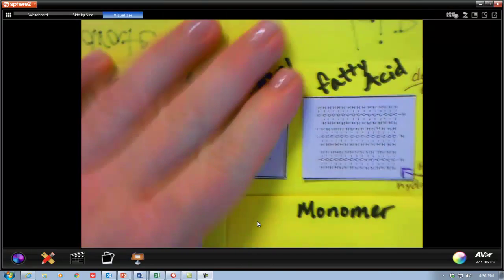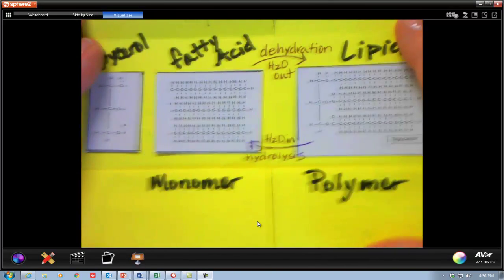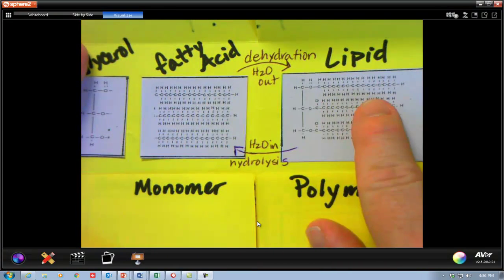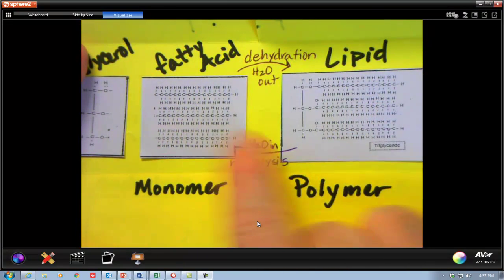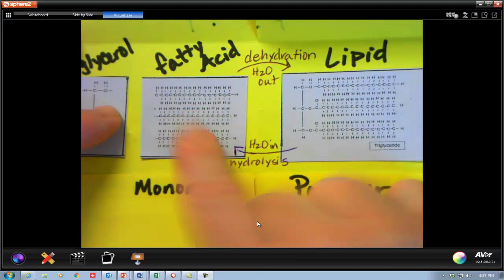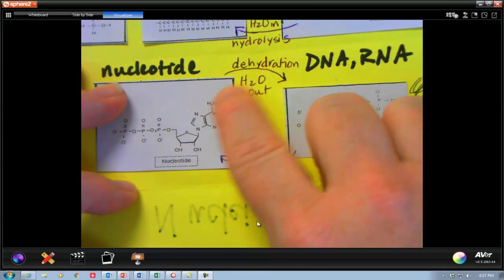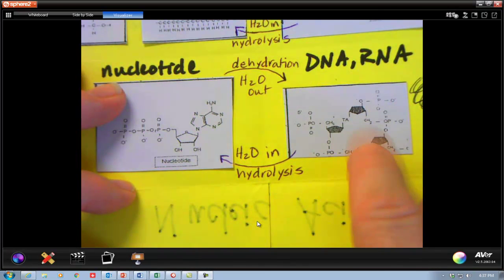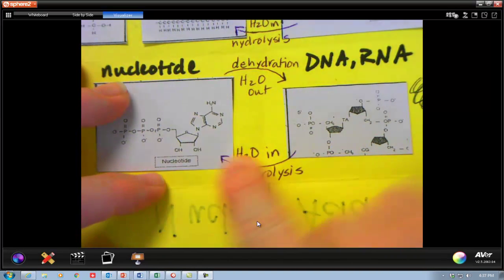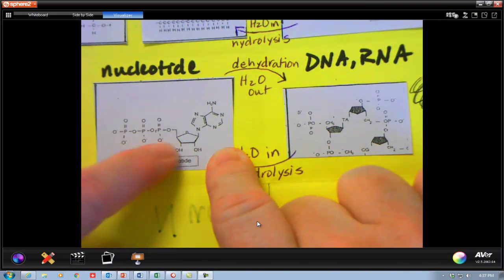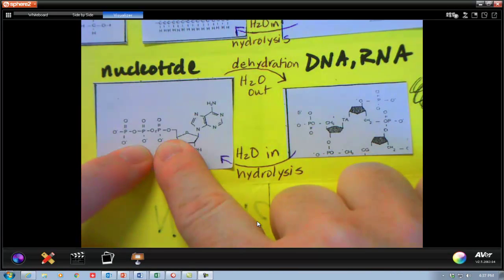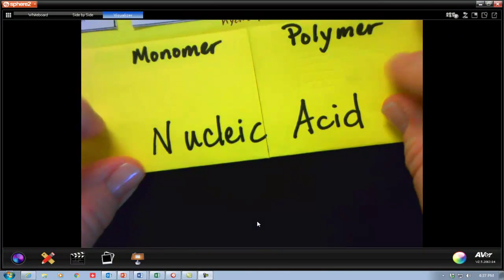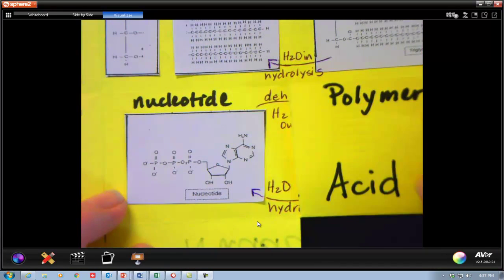Again, even though this doesn't have the monomer and polymer, dehydration makes the large lipid, and hydrolysis breaks it apart into two different pieces. And then in my nucleic acid, same thing. Dehydration, water out, and I'm able to make my DNA and RNA. If I use water and put it back in, that's hydrolysis, and I go back to my single monomer, which for a nucleic acid is a nucleotide.